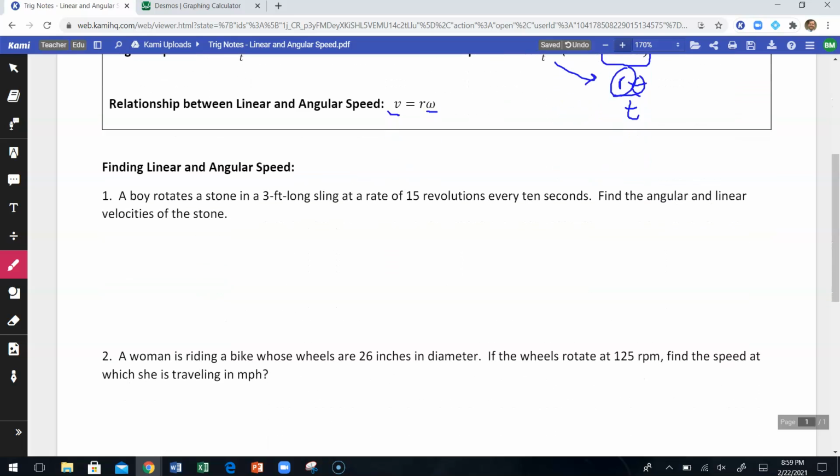A boy rotates a stone in a 3-foot-long sling at a rate of 15 revolutions every 10 seconds. Find the angular and linear velocities of the stone. So if we think about some boy, he's got a sling that he's whipping around in a circular motion, something like that. Okay, the sling is 3 feet. So if we think about a circular motion being created by that 3 feet, let me give the boy a head here. If we think about a circular motion being made by that 3 feet, that 3 feet is going to act as our radius of that circle.